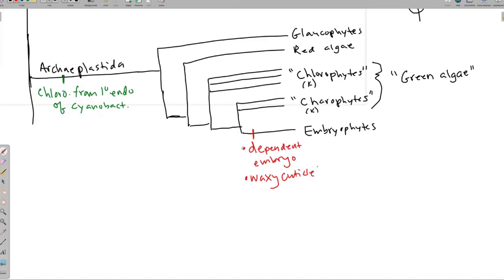Waxy cuticle doesn't dry out, so land plants can move to land. Apical meristems are where they grow, the tips of the roots and shoots. Sporopollenin, in spores and later in pollen, prevents drying out. So it's a lot of don't dry out. Dependent embryo, embryo doesn't dry out. Waxy cuticle, adult plant doesn't dry out. Sporopollenin, spores and pollen don't dry out. That's because they are on land. So that's our embryophyte group.